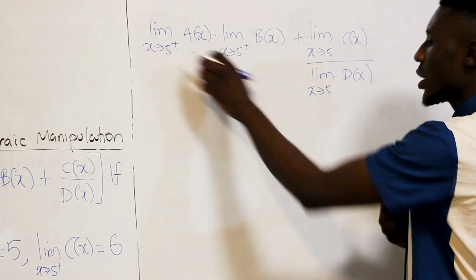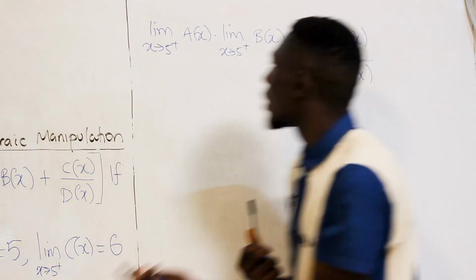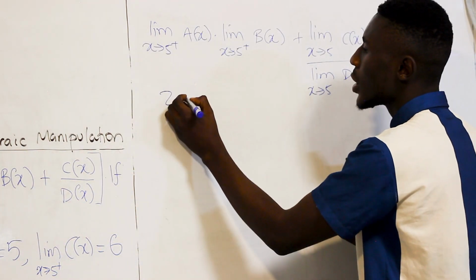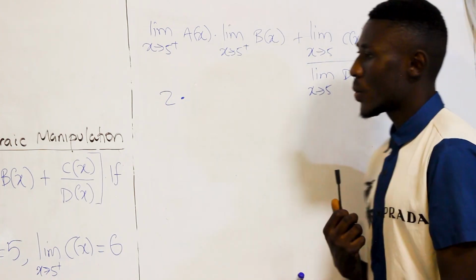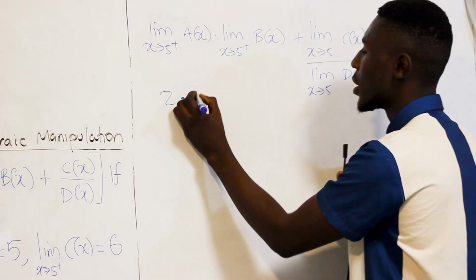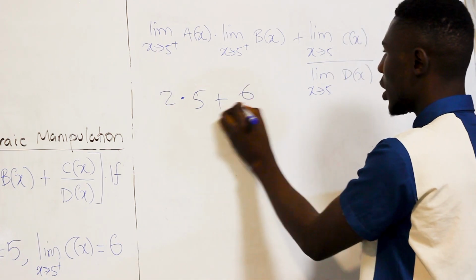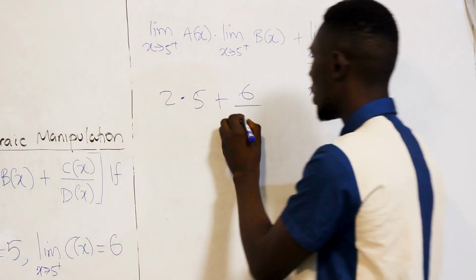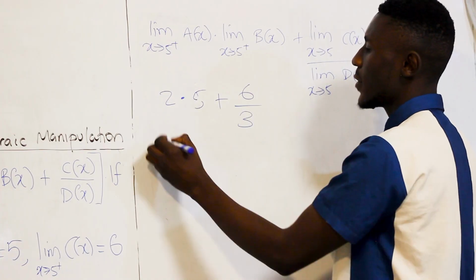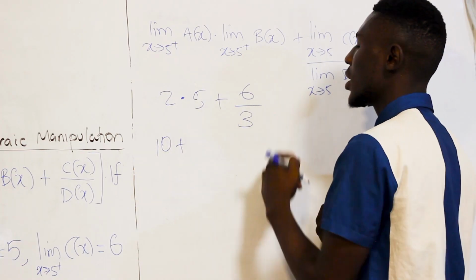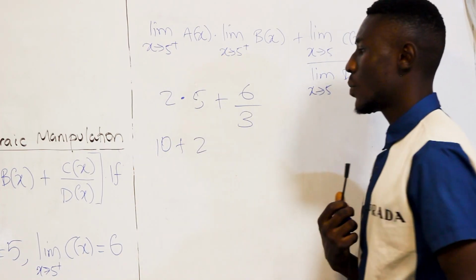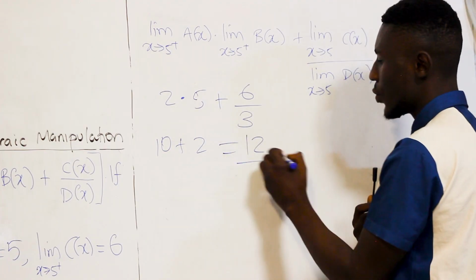Now we're given what this one is, it is 2, so we substitute here, then we multiply, this one is simply 5, we add, this one is 6, then over this one is 3. And 2 times 5 is giving us 10, plus 6 over 3 is giving us 2, 10 plus 2 gives us 12, and we are done.